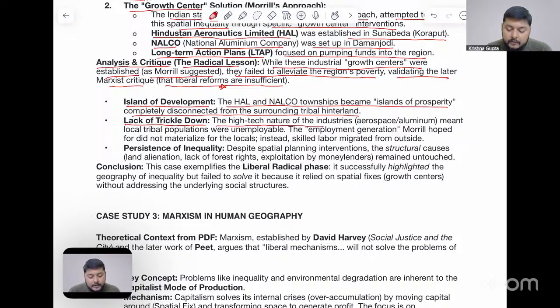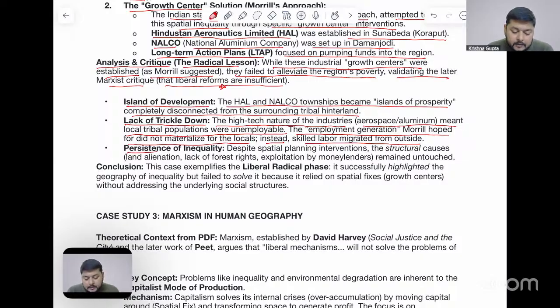The high-tech nature of the industries, that is aerospace and aluminum, meant local tribal populations were unemployable. The employment generation Morrill hoped for did not materialize for the locals. Instead, skilled labor migrated from the outside. This is a major highlight which we see here, that local employment was lacking because the institutions providing specific skills to the people who should be employable were not present in the region. So this is basically a structural issue which is highlighted by Marxism.